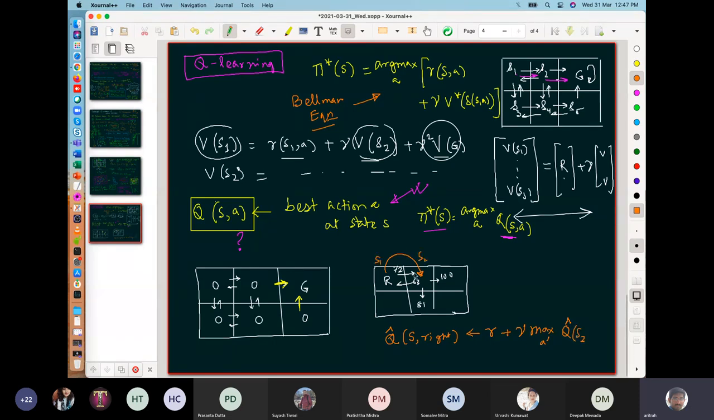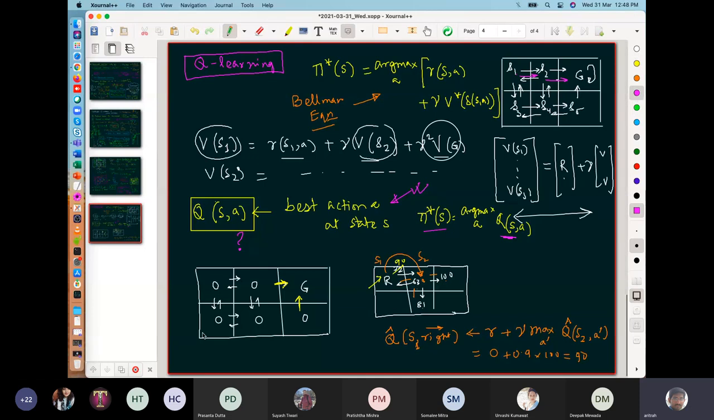Suppose this is state S1 and this is state S2. I do S1 and move right, then I go to S2 with all the A-dash transitions we have. This is one transition, this is one transition, this is one transition. This is 100, this is 63, this is 81. So the max will be 100, and the reward in this state was 0. So 0 plus 0.9 times 100, which is 90. That means I update the Q value from this state with the right move to 90, which means I change this to 90.